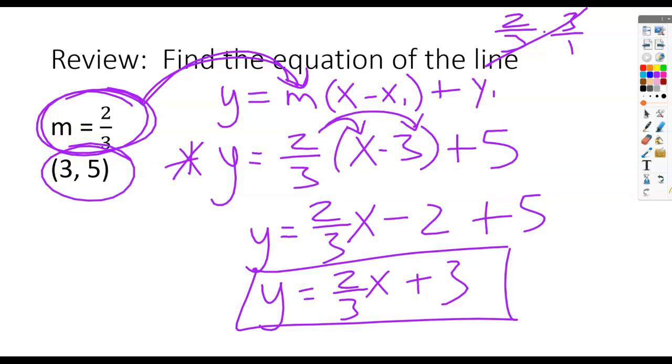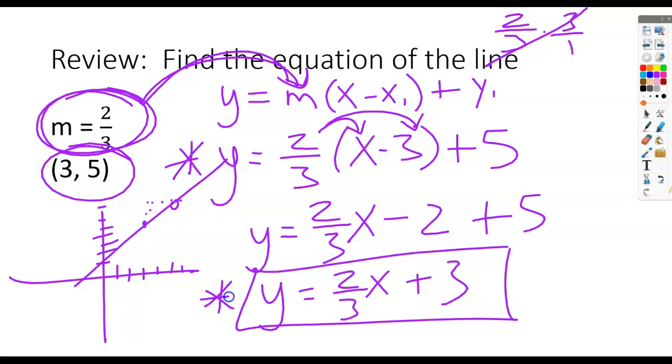Okay, so if you have a slope and a point, you're good to go. So 3, 5, there's the point 3, 5. 2/3 would be up 2 over 3. So rise 2, run 3, put another dot. That's my straight line, and that's the equation of that line. That's actually all Algebra 1 stuff.